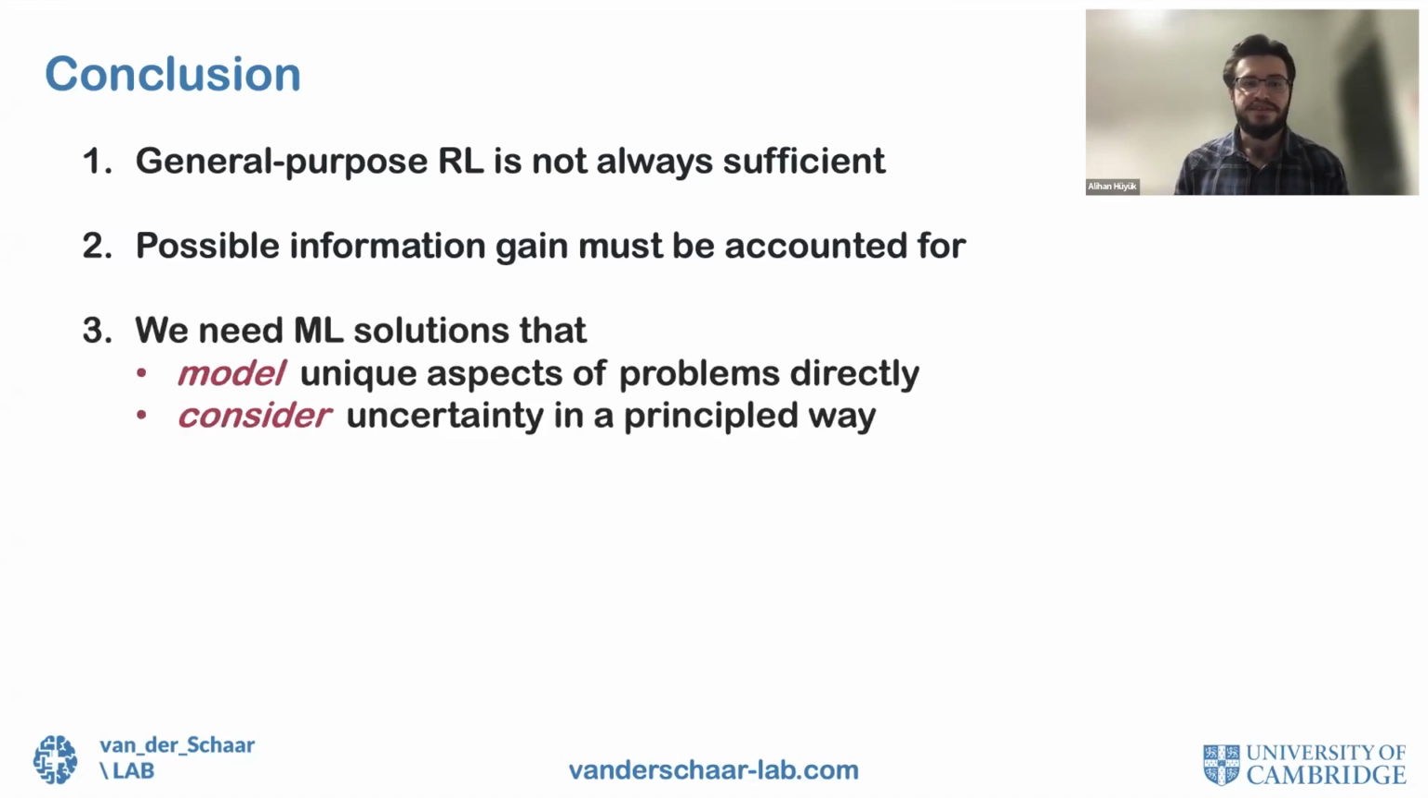And the synthesis of these two points is that we need more ML solutions, like the optimal commitment problem, that model unique aspects of healthcare problems or problems in other domains more directly and more specifically, instead of trying to give general solutions to all decision-making problems. And second, these models need to consider uncertainty in a principled way because it has an important effect on how we make decisions.